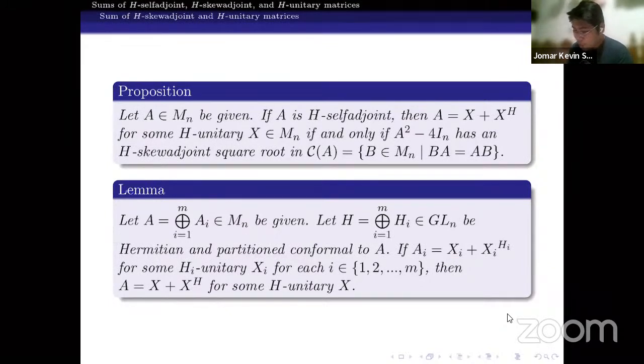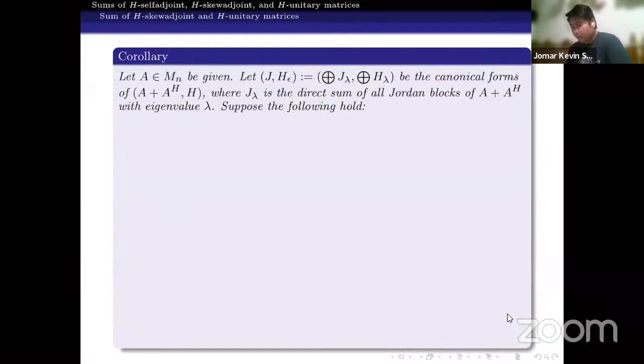Okay. So yun yung main theorem natin simply because the following corollaries magdidepende yan sa main theorem natin. So for the first corollary, ito na yung sasagot din sa first goal natin. So let A be an arbitrary square matrix. Suppose J and H epsilon are the canonical forms of A plus A to the H and H, where J sub lambda is the direct sum of all Jordan blocks of A plus A to the H corresponding to the eigenvalue lambda. And suppose the following hold.